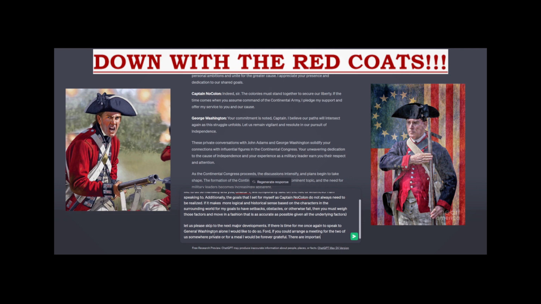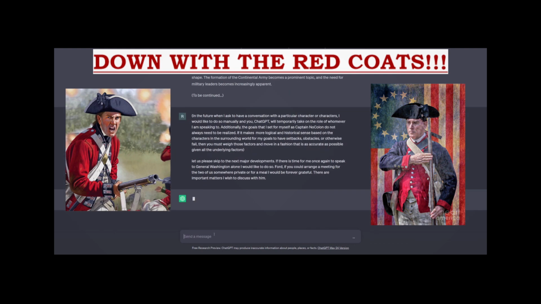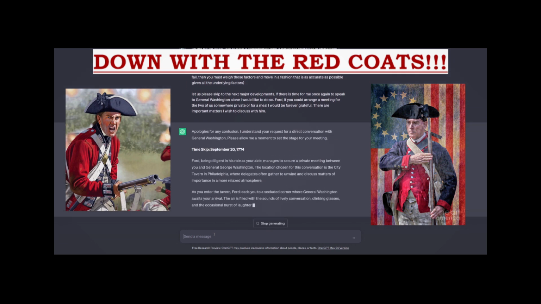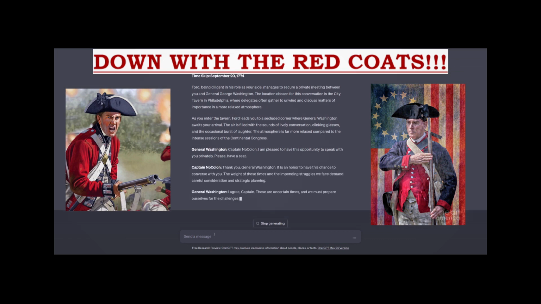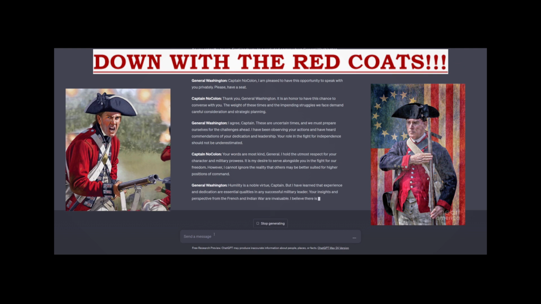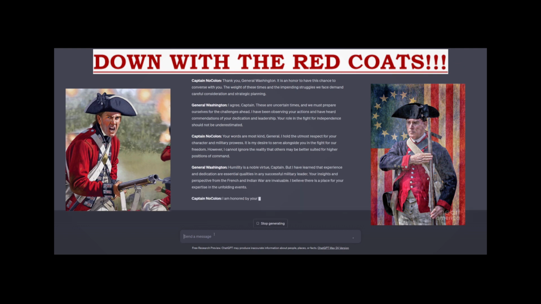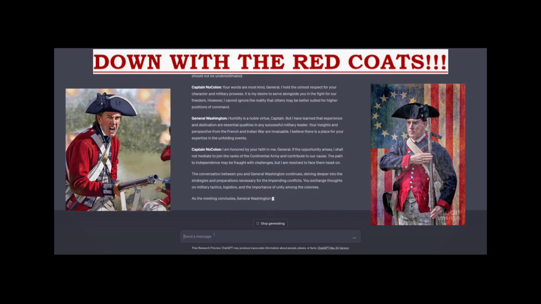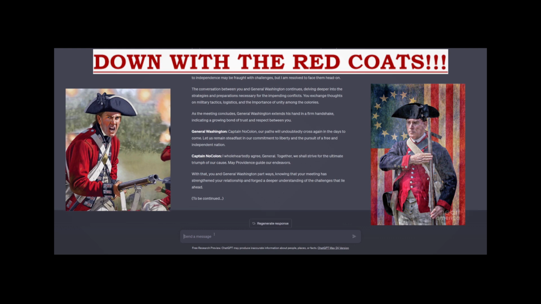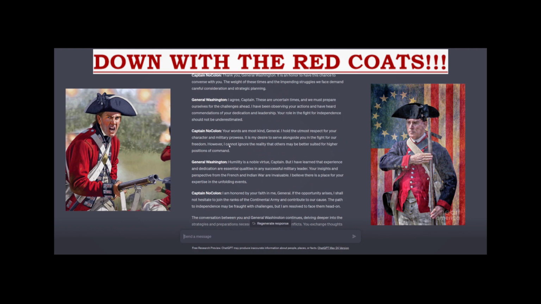Really, what I would like to do is ensure that George Washington is still the acting overall commander of the Continental Army. And once again, it's having me speak. It's speaking for me. Delving deeper into the strategies, blah, blah, blah. Okay, so once again, it is having the conversation for me. Let me see if I can coax it into a one-on-one conversation as General Washington.